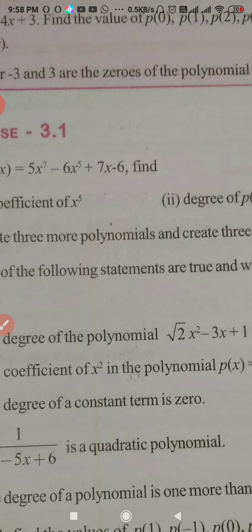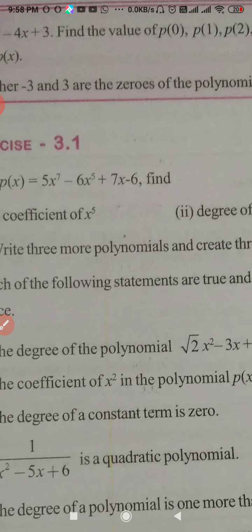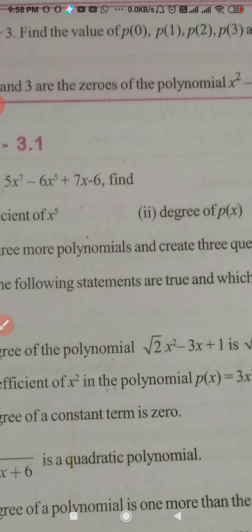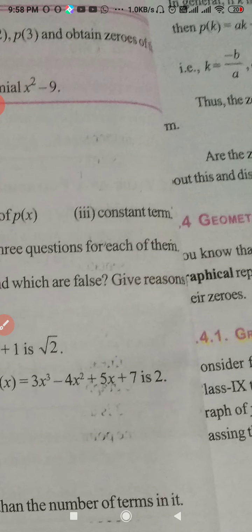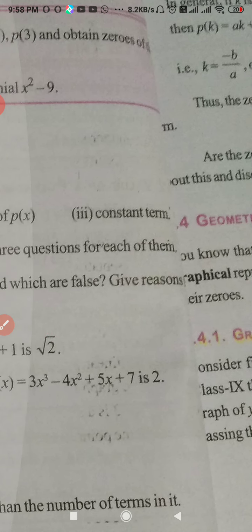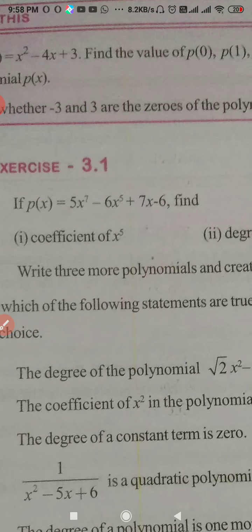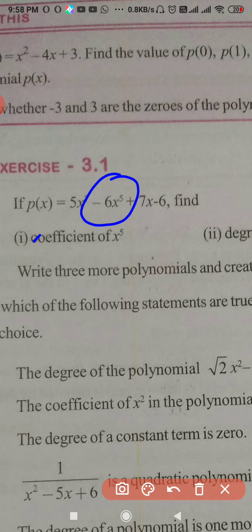Here three questions are given. One is coefficient of x power 5, degree of p of x, and constant term. So first question, coefficient of x power 5. The x power 5 term is this one, minus 6x power 5. So coefficient of x power 5 is minus 6.